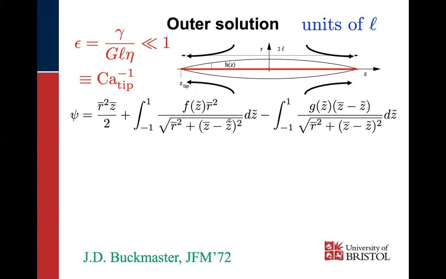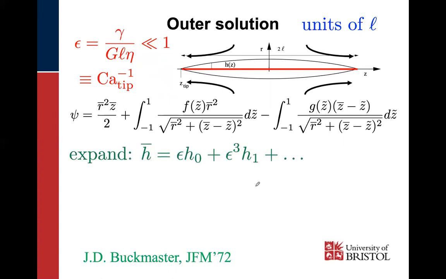But it gets better if we now compare what we've done to what the previous theory, namely the slender body theory, gives. So very briefly, this is the slender body theory, which was pushed to higher order by Buckmaster. As I said, you represent the flow, so this is the stream function of the flow, as a distribution of sources with density F and Stokeslets, that is force singularities with density G.